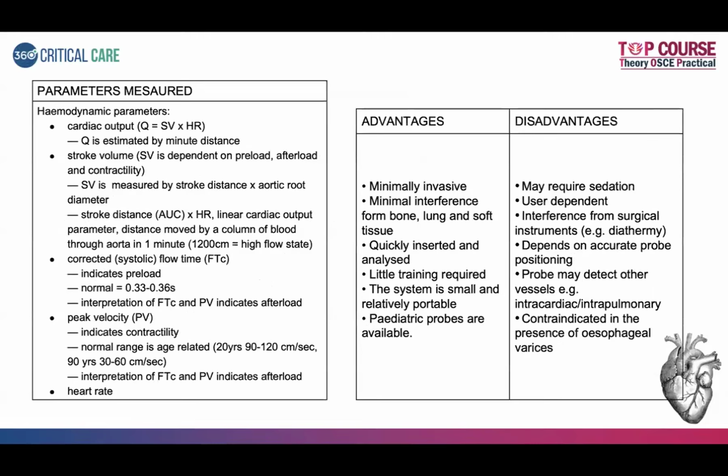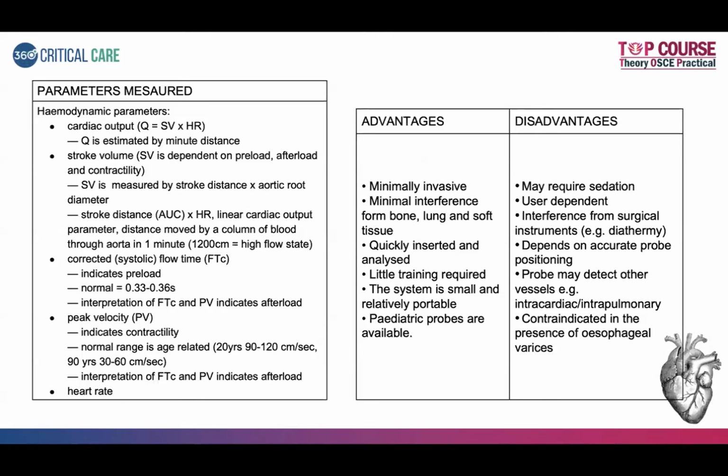Number 1, cardiac output we are getting. Number 2, stroke volume using the Doppler formula. Number 3, we are getting a corrected systolic flow time, which is the one which is going to indicate the preload. The normal value is 0.33 to 0.36 seconds. The interpretation of corrected flow time and the peak velocity gives us the afterload value. Then comes the peak velocity. It indicates the contractility. The normal range is age related.